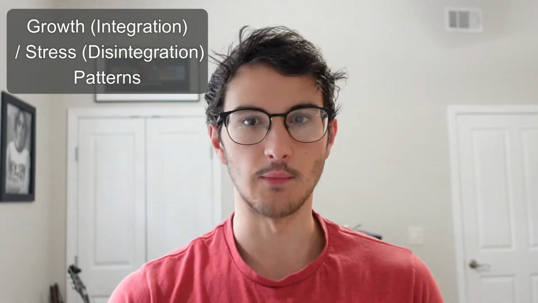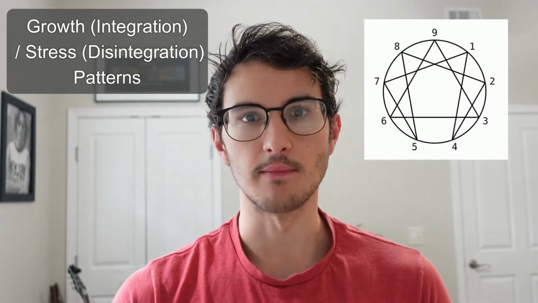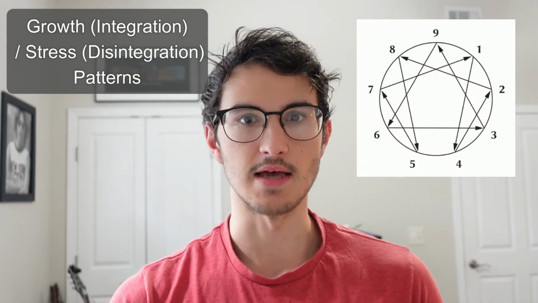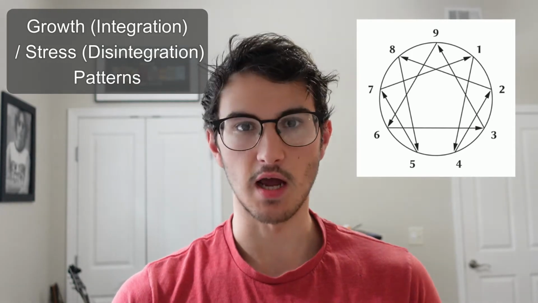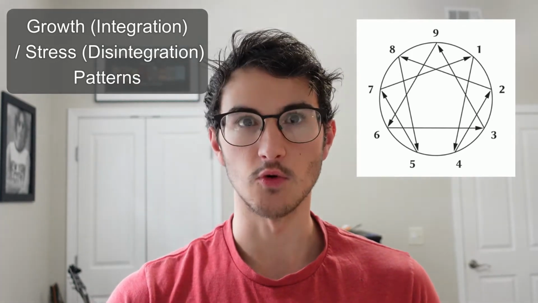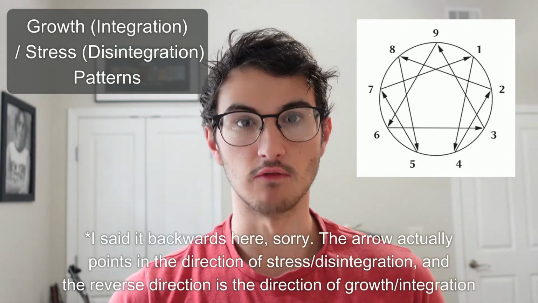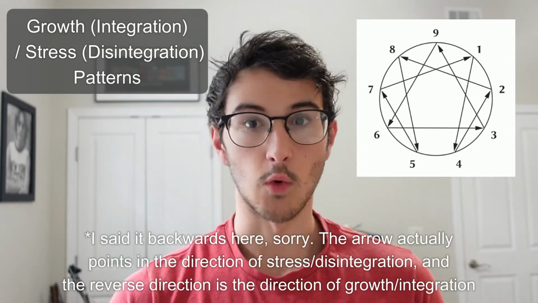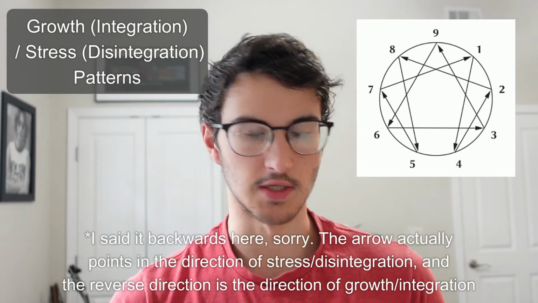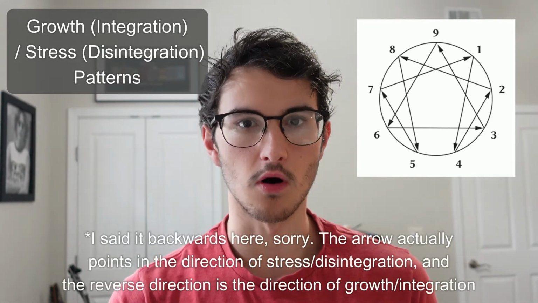Enneagram also has a concept called growth and stress patterns, also often referred to as integration/disintegration patterns. And when you look at the Enneagram symbol, you see lines connecting the different types. And for each type, there's a line connecting it to 2 other types. And this particular Enneagram symbol has arrows. And you can see that each type has 1 arrow pointing away from it to another type, and 1 arrow pointing towards it from another type. So the direction of the arrow indicates the direction of growth or integration, whereas the reverse direction would be the stress or disintegration direction.